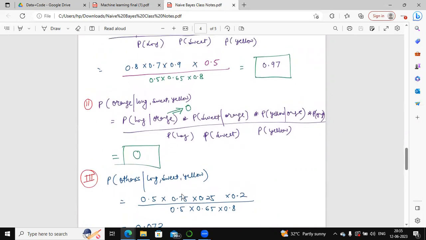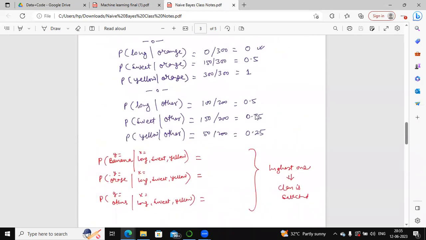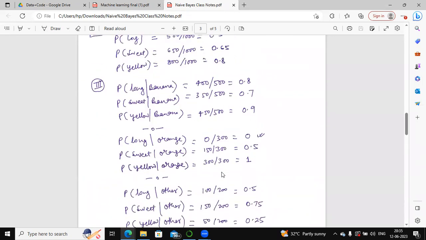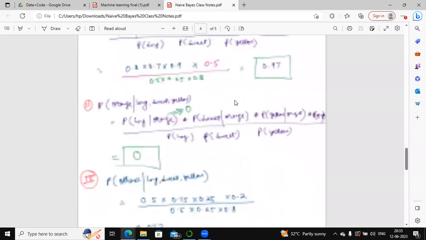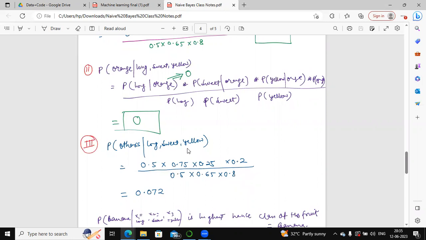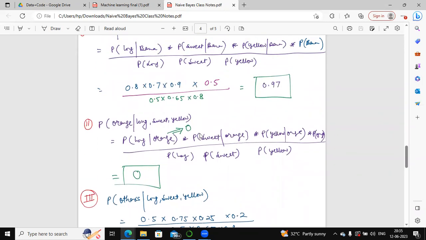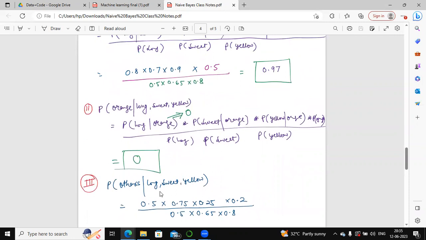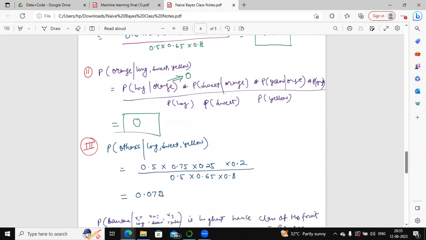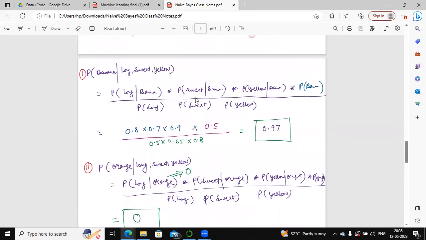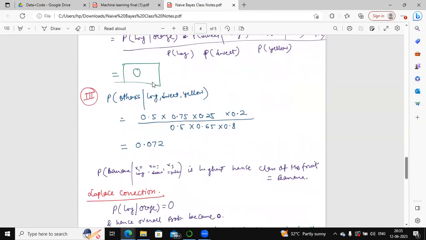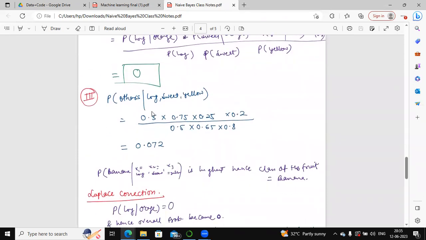So let's see, the probability of long given others is 0.5, into 0.75, into 0.25. Probability of long is 0.2. The probability of others is 0.2 divided by the probability of long into the probability of sweet and yellow, so 0.5 into 0.65 into 0.8. So we get it as 0.0707, or 7.2% of them are other fruits. So we have 97% of them being banana, long, sweet, and yellow, and 7.2% of the other fruits being long, sweet, and yellow.